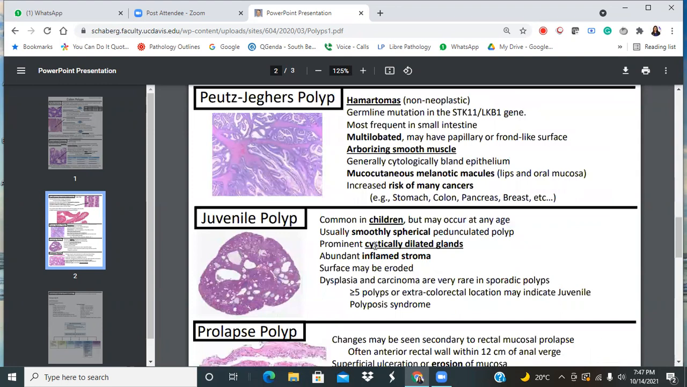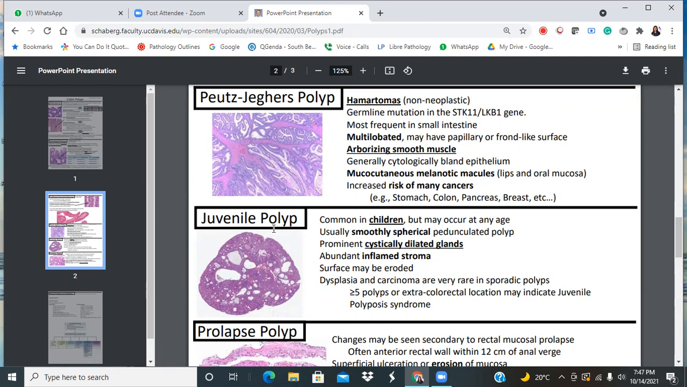Coming to Peutz-Jeghers. These are hamartomas, non-neoplastic, germline mutation of STK11 or LKB1, most frequent in the small intestine, multilobated, may have papillary or frond-like surface, arborizing smooth muscle, generally cytologically bland epithelium, mucocutaneous melanotic macules on lips or oral mucosa, increased risk of many cancers, including stomach, colon, pancreas, breast, etc.